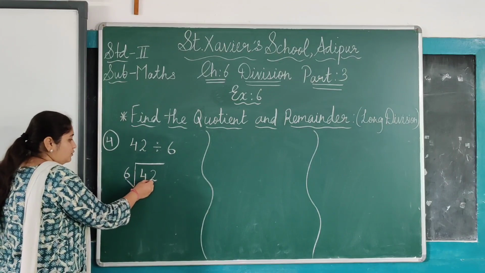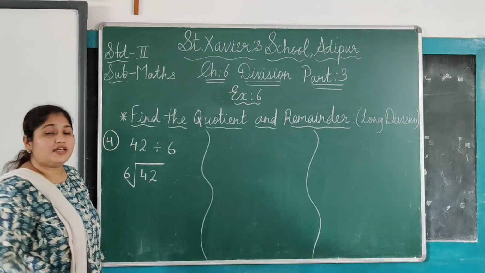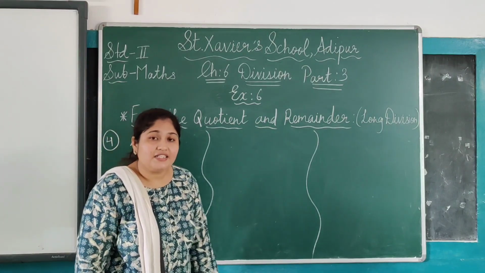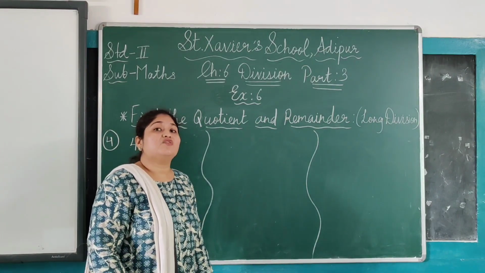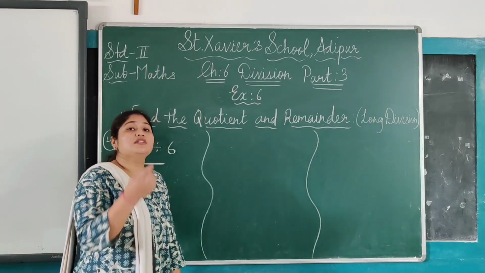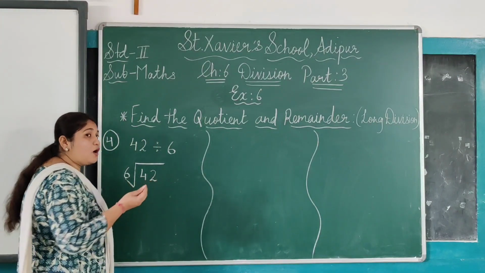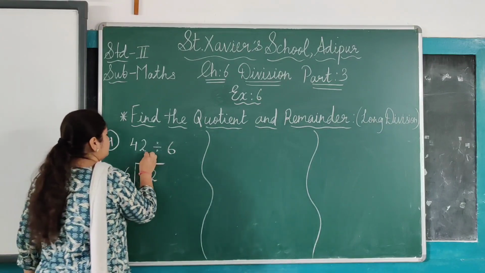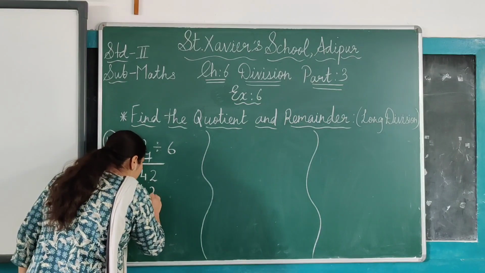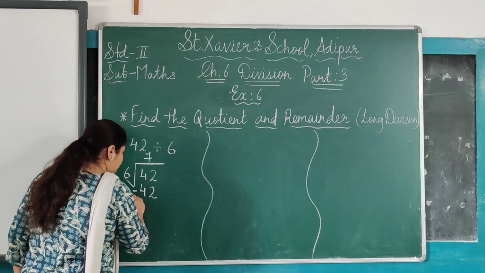Okay, so now 42 is... 6 ones are 6, 6 twos are 12, 6 threes are 18, 6 fours are 24, 6 fives are 30, 6 sixes are 36, 6 sevens are 42. So 42 is coming in the table of 6. How many times? 7 times. कितनी बार आता है? 7 times. 6 sevens are 42. Right? Now we will subtract this.